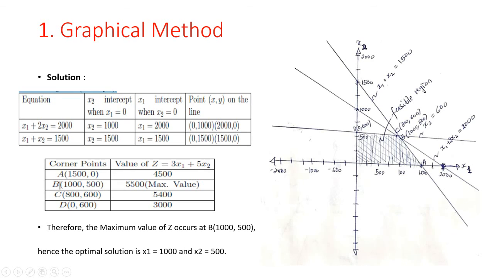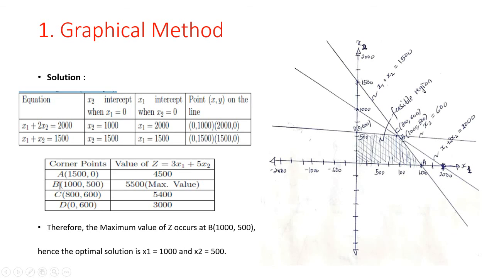And what are the corner points? This is the first corner point, second corner point, third corner point, and fourth corner point. For the first corner point we consider A, second is B, third is C, and fourth corner point is D. For the A corner point, x value is 1500 and y is 0. See here, corner points are A, B, C, D.